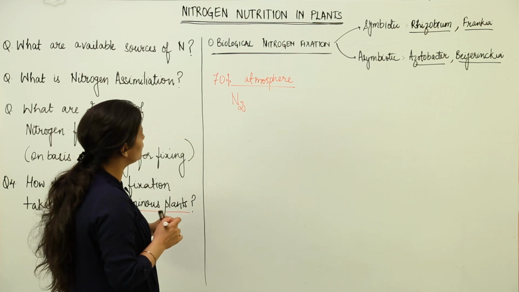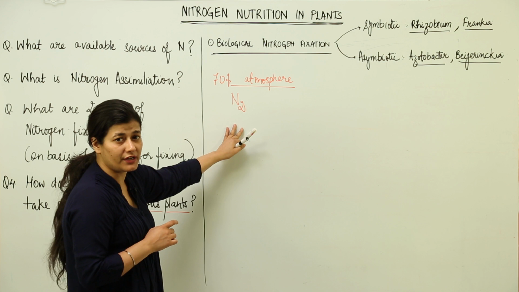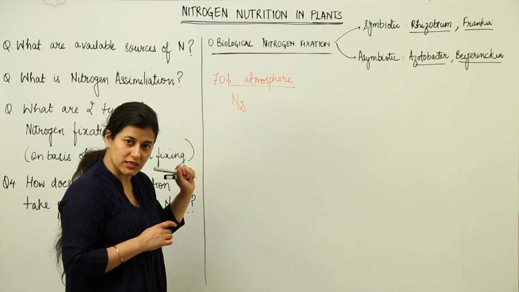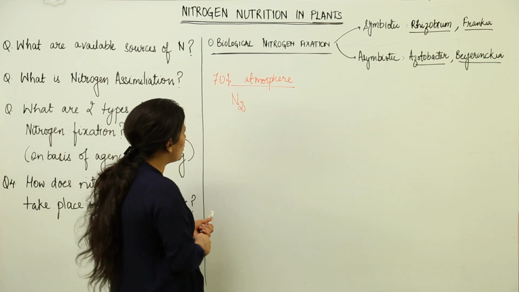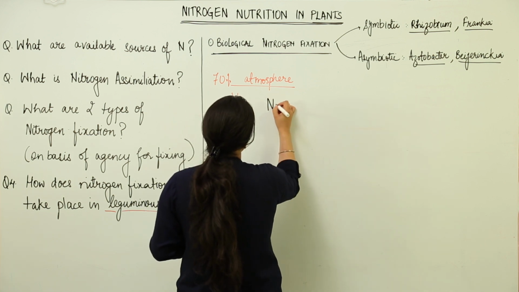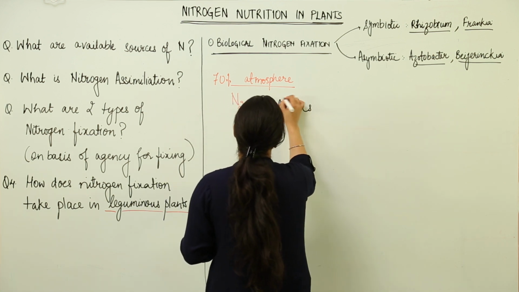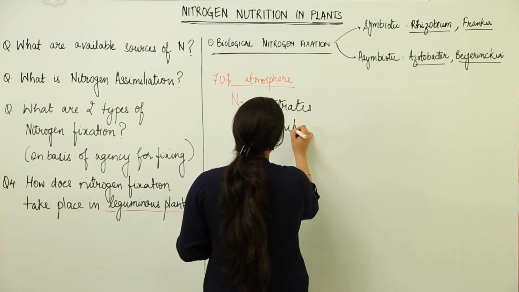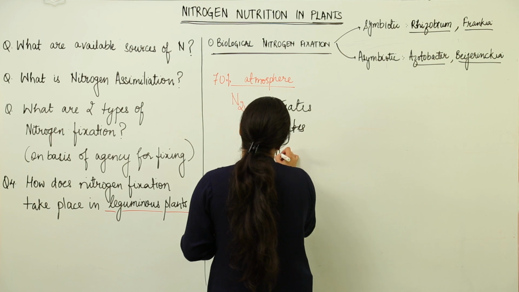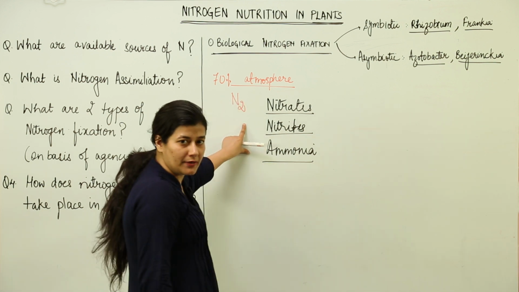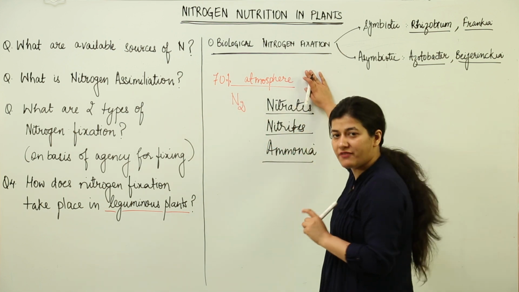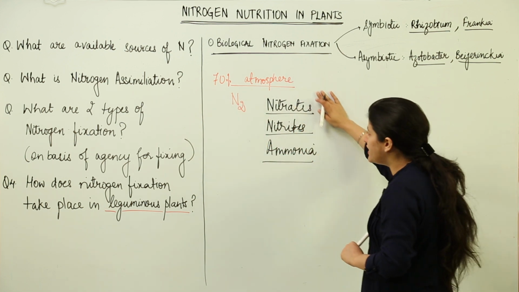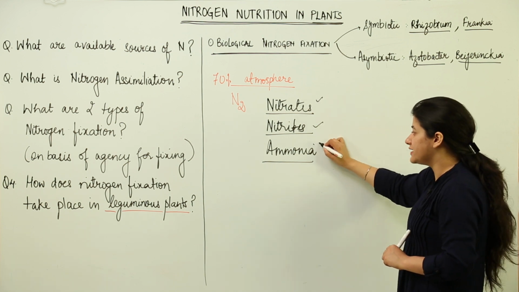So the available source of nitrogen would be either the atmospheric nitrogen or the nitrogen which is present in the soil itself. For the plants, the available nitrogen would be in the soil, and in soil it is present in the form of, first, nitrates, nitrites and ammonium ions. So these are the three sources which are available to the plant, and they are present in the soil. So first we had to understand how it is available: in the form of nitrogen gas in the atmosphere, and in soil in the form of nitrates, nitrites and ammonia.